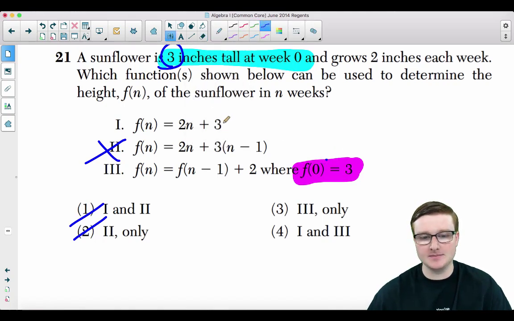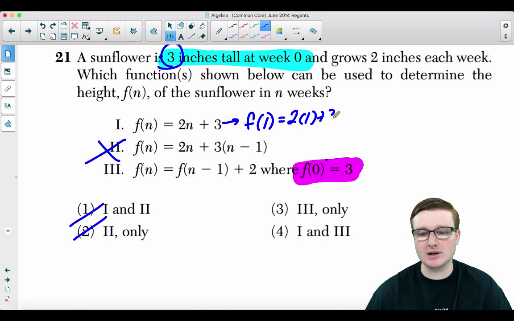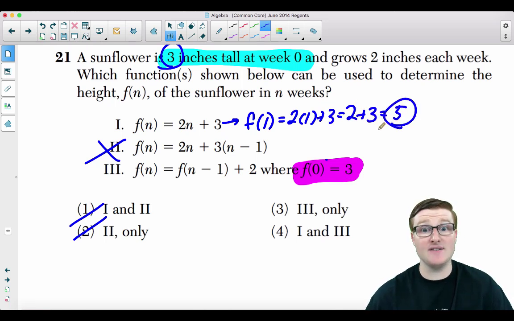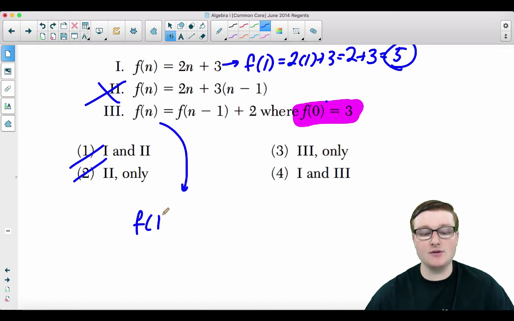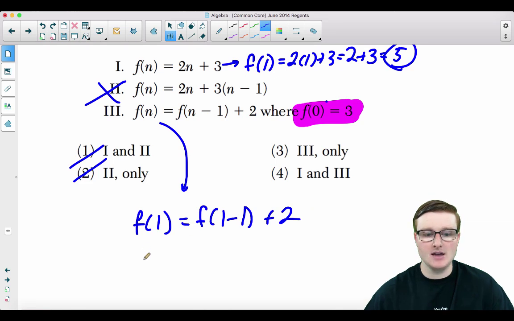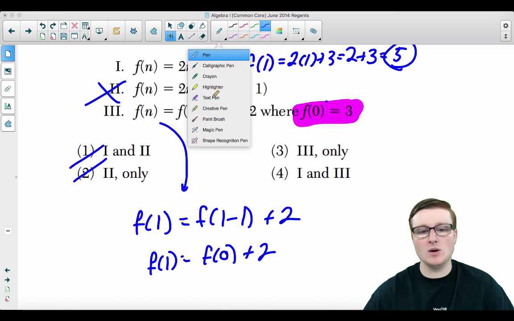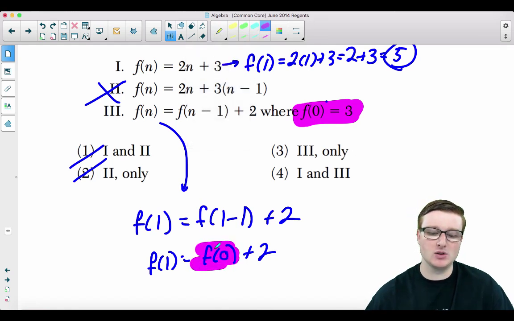So if I go here and plug in f of 1, f of 1 is equal to 2 times 1 plus 3. That's 2 plus 3, which is equal to the number 5. That's 5 inches. Great. Now if you go over here to 3, this one's a little bit more complex. If you plug in f of 1 is equal to f of 1 minus 1 plus 2, right? We get f of 1 is equal to f of 0 plus 2. When people see this, they freak out. What is f of 0? Well, they tell you this.